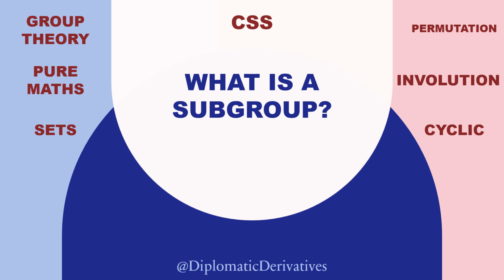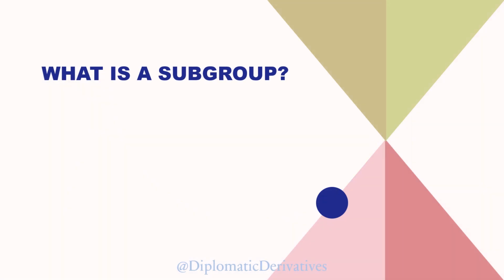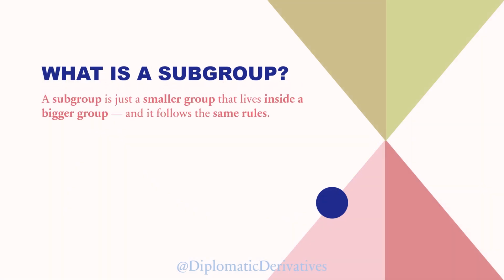Today we're going to break it down into simple language, super simple, no jargon overload. First of all, we have a group. This is a very basic notation for a group, that is G. And a subgroup, in simple words, is a smaller group inside a bigger group. Let's see its definition. A subgroup is just a smaller group that lives inside a bigger group, and it follows the same rules.